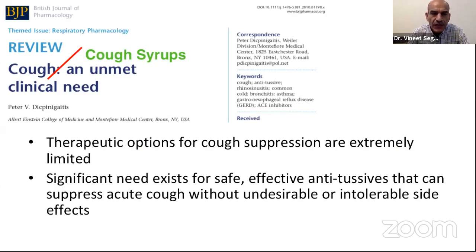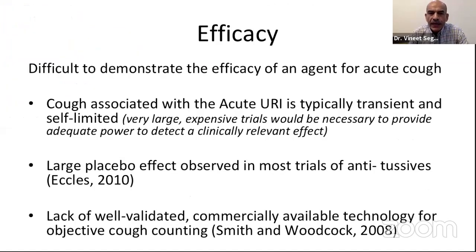And there was this publication in the British Journal of Pharmacology, a recent one, I think this was 2015 or 16, that therapeutic options for cough suppression are extremely limited. However, a significant need exists for safe, effective antitussive medications which suppress the acute cough without any undesirable side effect. So that is as far as the need for a cough syrup goes. We do need a cough syrup which is effective and safe.